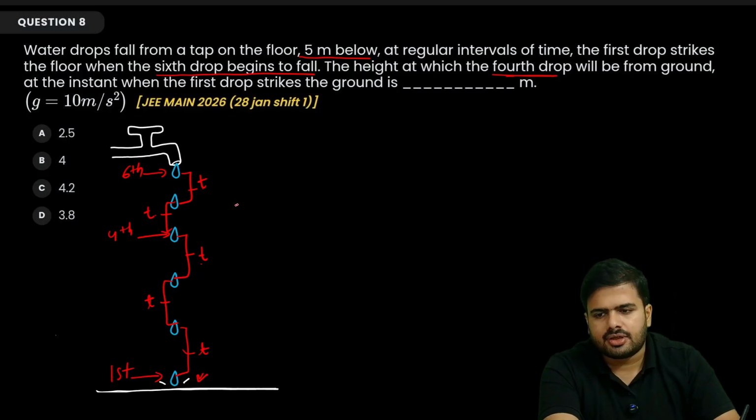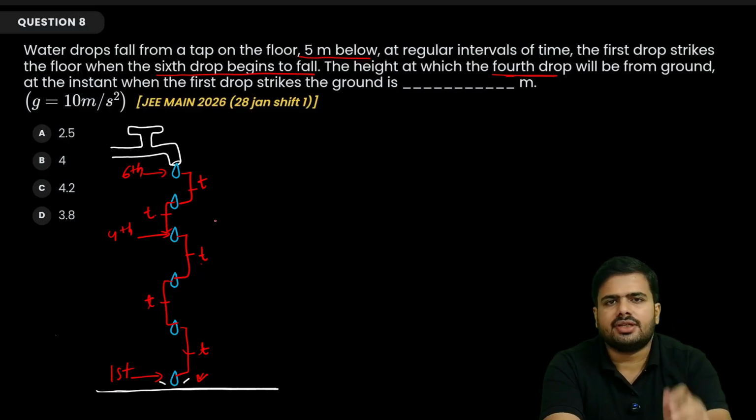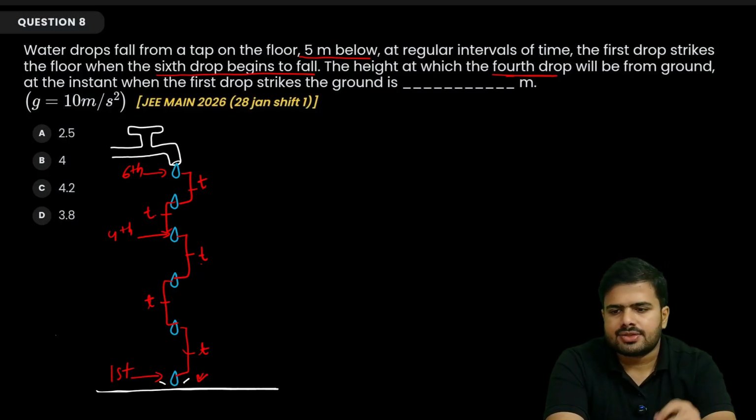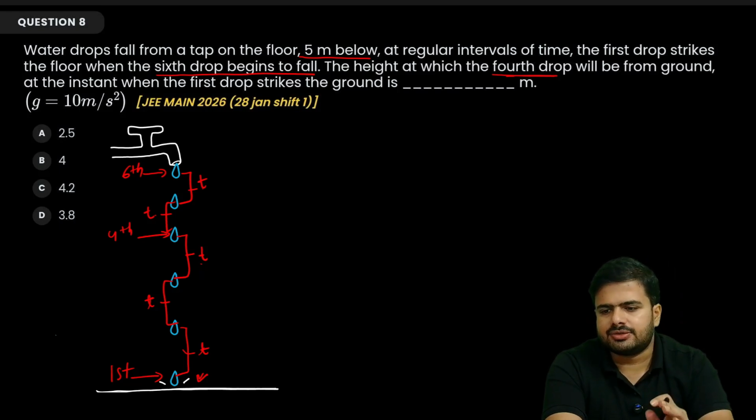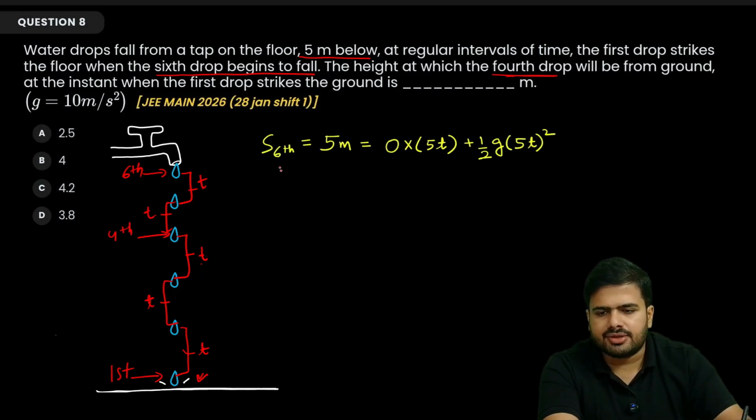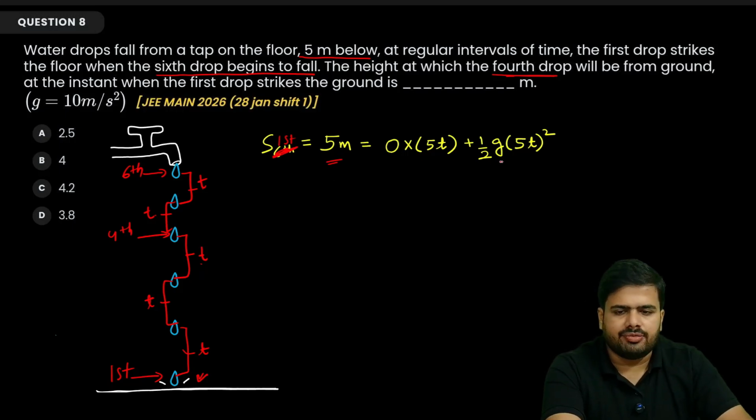So for the first drop, if you write down the equation, the initial velocity of the first drop will be 0. The distance traveled by the first drop will be how much? 5 meter. So we can write the equation for the first drop: 5 meter equals ut plus half at square. So u is 0 and the time taken by the first drop is 5t, so 5 equals 0 plus half into g into (5t) square.